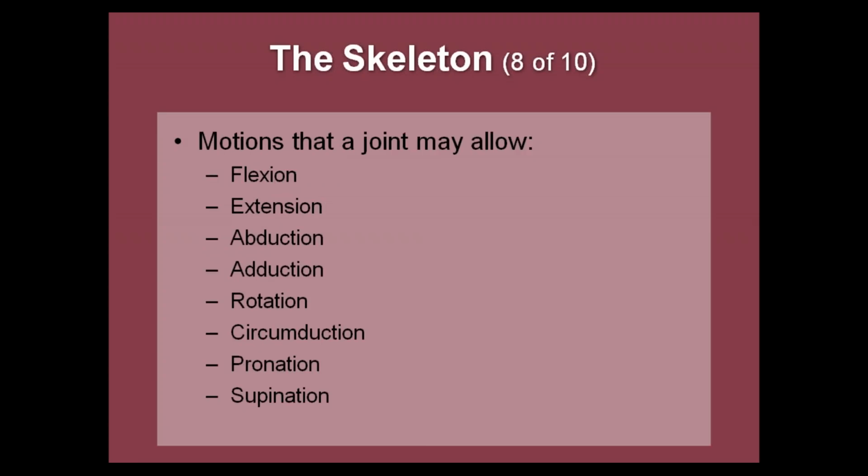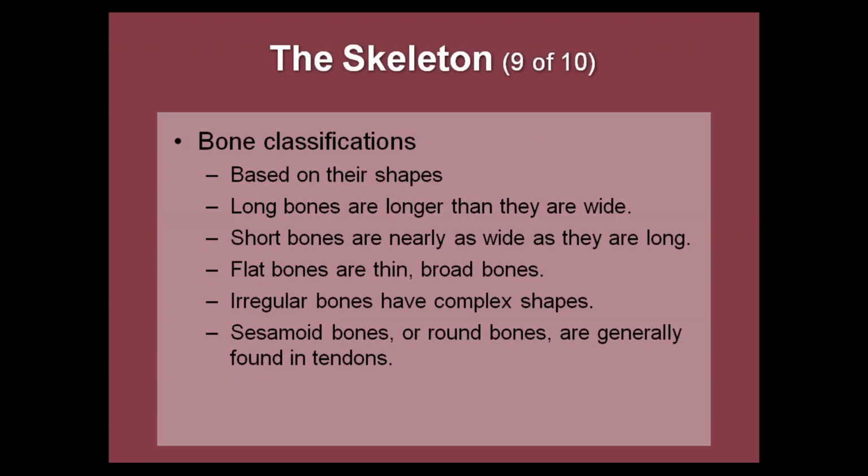Motions that a joint may exhibit are flexion, extension, abduction, adduction, rotation, circumduction, pronation, and supination. So technical. Now the bone classifications themselves, based on their shapes.